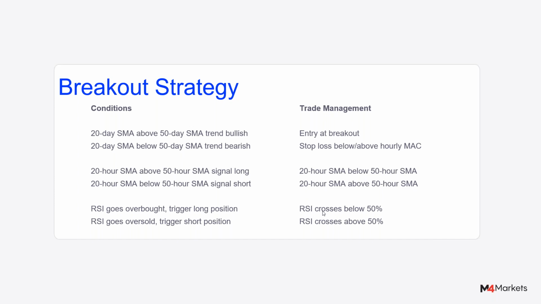You can also use the RSI crossover, like below the 50 or above the 50, or even just let the trade run to the opposite direction of the RSI. But this is purely using the RSI and the moving averages to simply enter and exit trades. And we use the RSI for both entering and exiting.